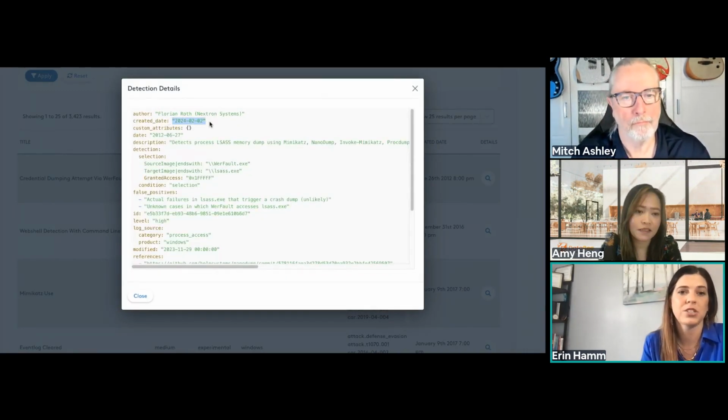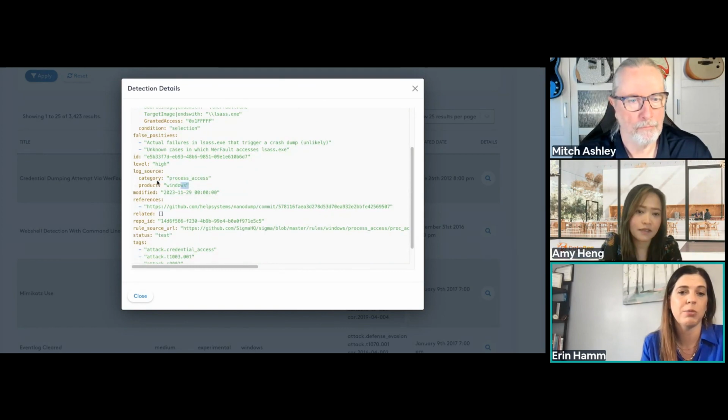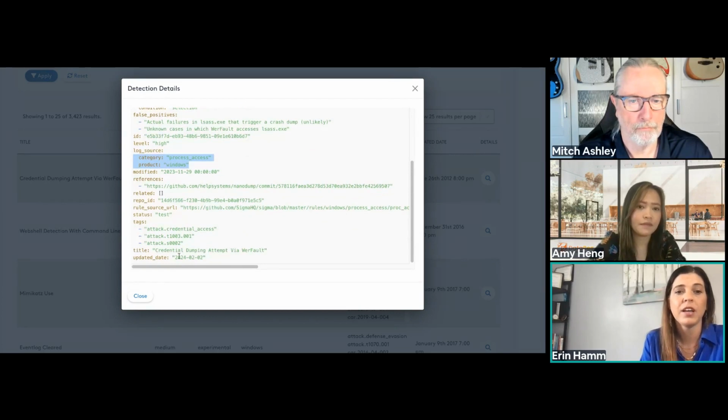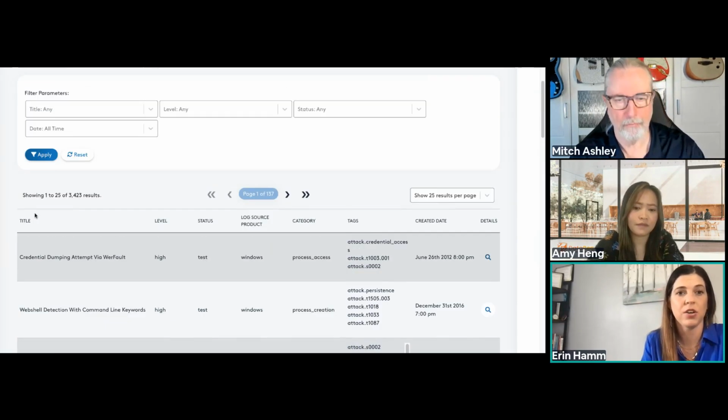So when was the detection created? What's the description of the detection? How many false positives were there? What's the log source, so how did we bring this data in? In this case, we brought it in via the Windows process access. And then what's the title of this? And then when was it last updated? So really giving you more detailed insights into what the detections are.